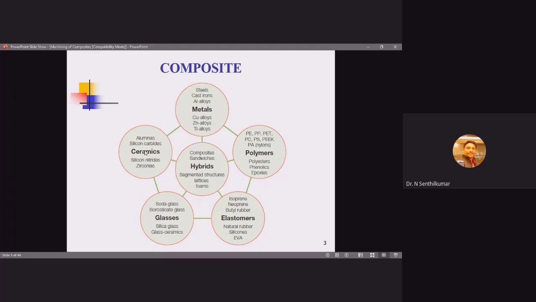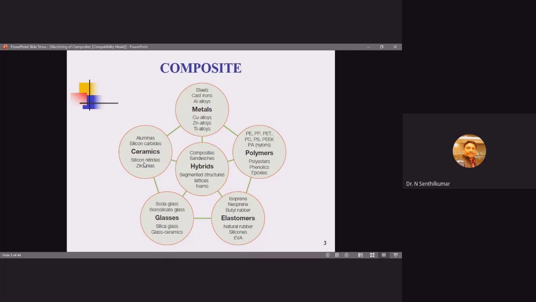Then we have the ceramics: alumina, silicon carbide, silicon nitride, zirconium oxides. There are many things: boron carbides, boron nitride. There are many different types of ceramics, both in the micron size as well as in the nano size. So what is the main difference between micron and nano? If the size range of any particle is 1 to 100 nanometers, then only it will be called nano. So 1 to 100 nanometers, up to 99 nanometers, 100 nanometers, we'll call it nano size.